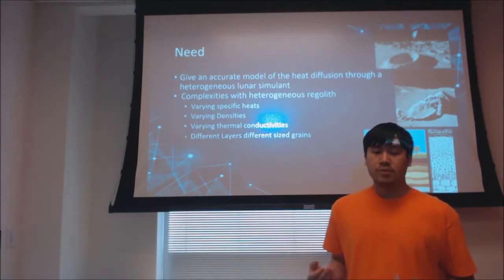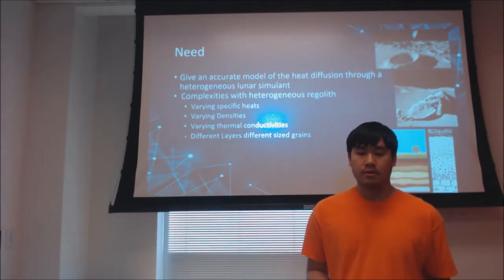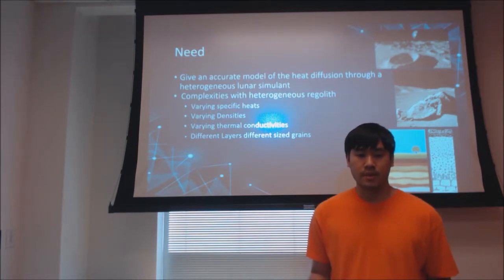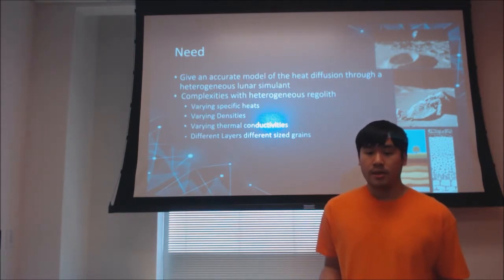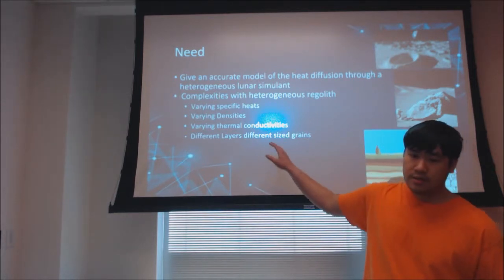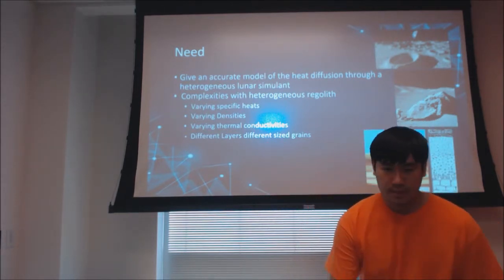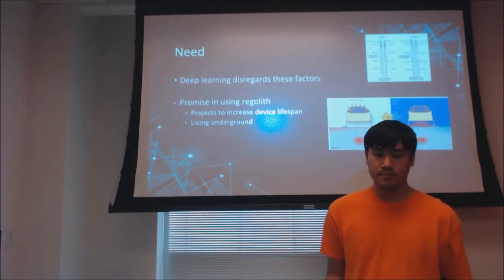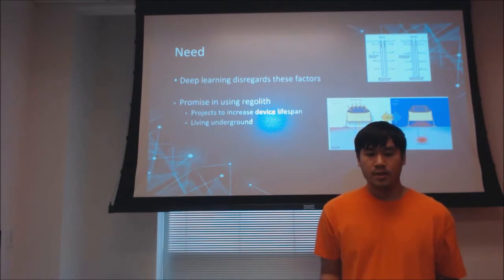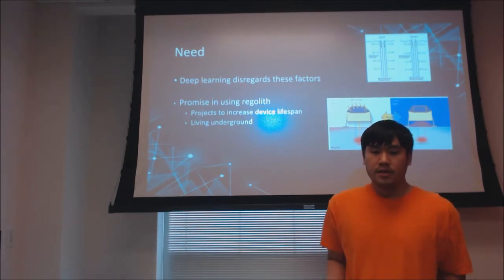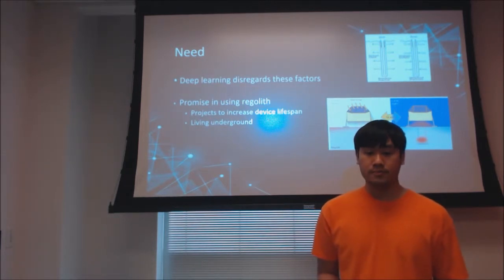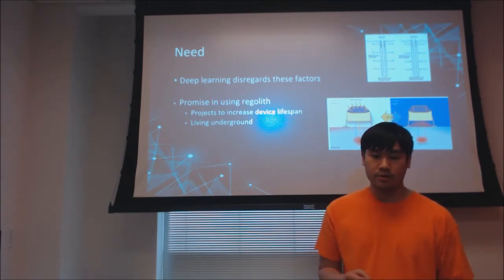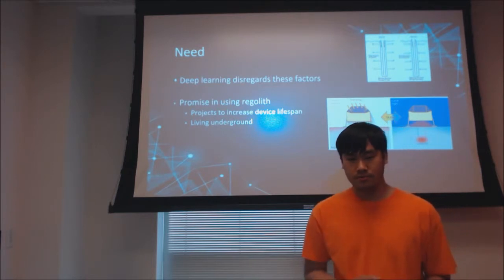So the need we plan to address is obtaining an accurate model of the heat diffusion through a heterogeneous lunar simulant. And we plan to improve our experimentation by including all these factors that I listed before. And our approach is using deep learning. One of the beauties of deep learning is we can disregard all these factors, yet still obtain an accurate thermal model. The more sensors we have in our simulants, the more accurate our neural network can be to obtain a good model.